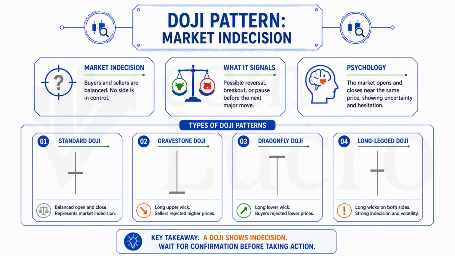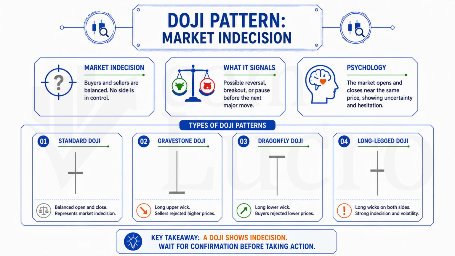Then there's the dragonfly doji, with a long lower wick and little to no upper wick. It appears when sellers drive price down, but buyers regain control and push it back near the open. This one is often seen as a bullish reversal signal, particularly after a downtrend. Finally, the long-legged doji, which as the name suggests, has long wicks on both sides, reflecting heightened indecision and volatility. Both buyers and sellers are active, but neither can hold control, and this doji is often seen before significant market breakouts.